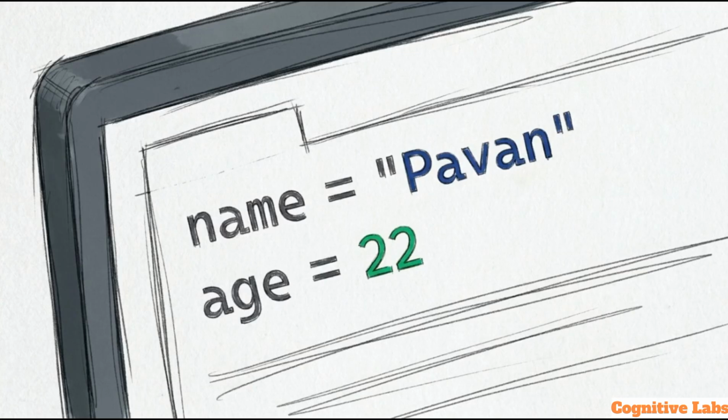Up until now, we have created variables by manually typing the specific values straight into the script. Name equals Pavan, age equals 22.